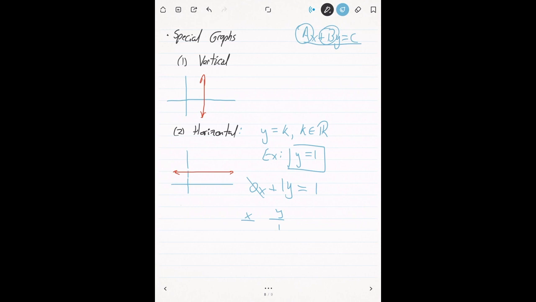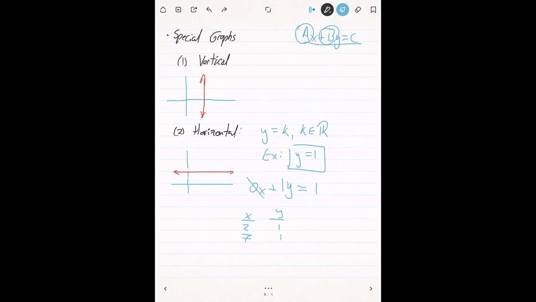So I'm going to put in something like 2. Try it. 0 times 2 plus 1 times 1, that's equal to 1. So 2 and 1 works. Let's try a different number. Try something like 7 and try 1. 0 times 7 plus 1 times 1 is equal to 1. That works because this just cancels out.